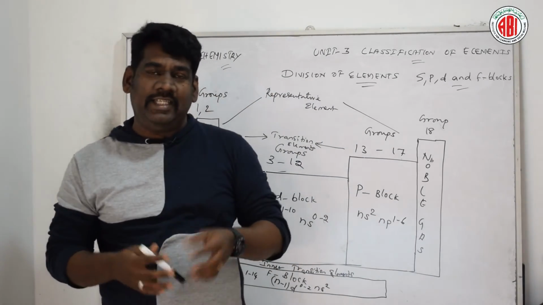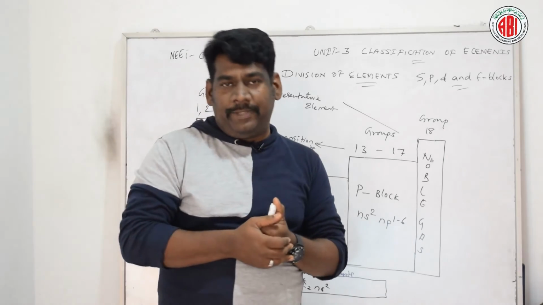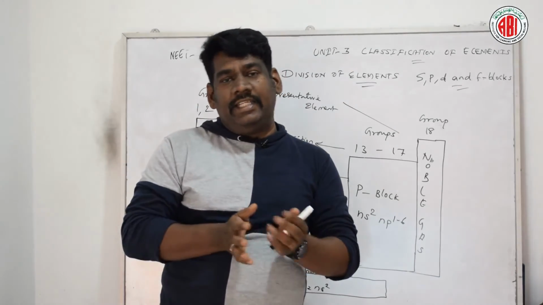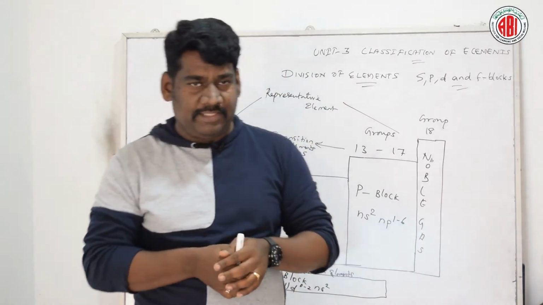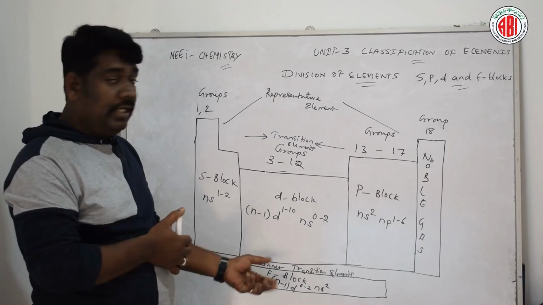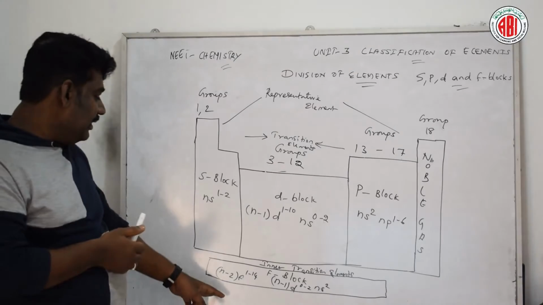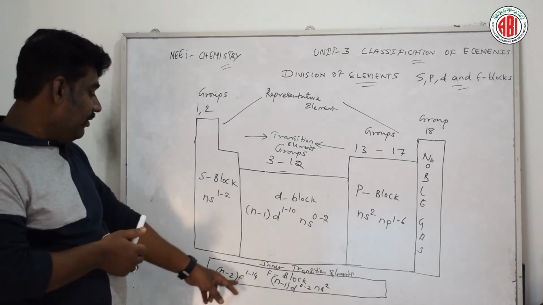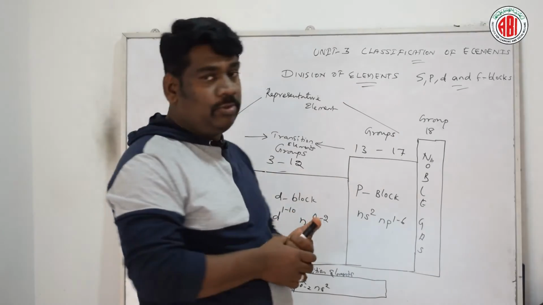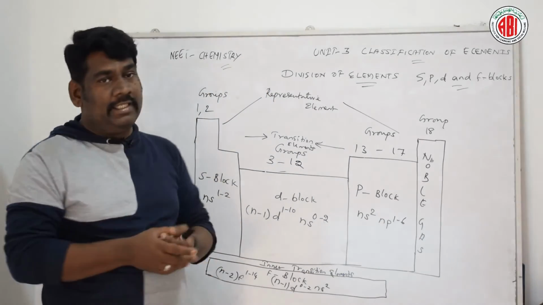F block elements are those elements in which the last electron enters the F orbital of their atoms, in the antepenultimate energy level, and these elements are called F block elements. They have a general electronic configuration stated as (n-2)f 1 to 14, (n-1)d 0 to 2, ns2, which is the electronic configuration we use for the elements present in F block elements.